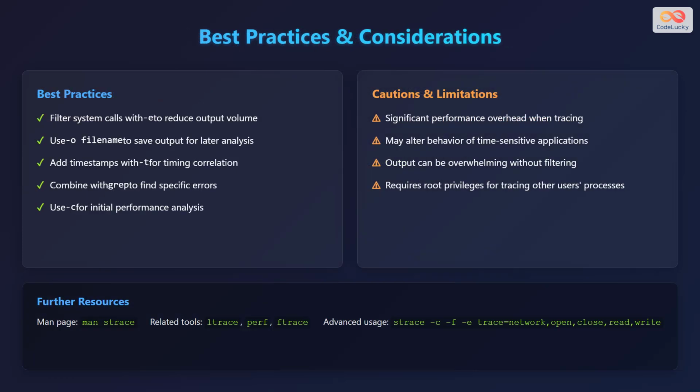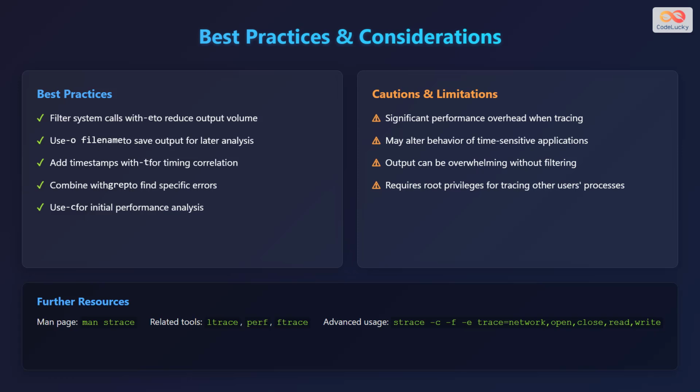To get the most out of strace, it's important to follow some best practices and be aware of its limitations. Here are some best practices. Always filter system calls with -e to reduce output volume. Use -o filename to save output for later analysis. Add timestamps with the -t for timing correlation. Combine with grep to find specific errors. And use -c for initial performance analysis.